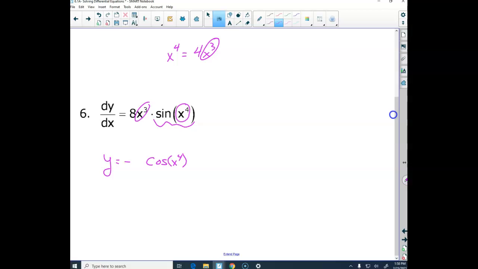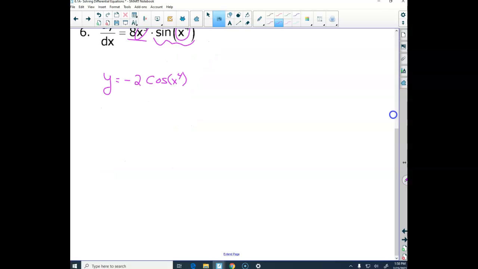Okay? And then, ooh, that absorbs. But notice the derivative of this is 4x to the 3rd. I need 8x to the 3rd. Maybe there was just a 2 out in front of it. Well, let's check it out. To see, that's that adding of the constant.